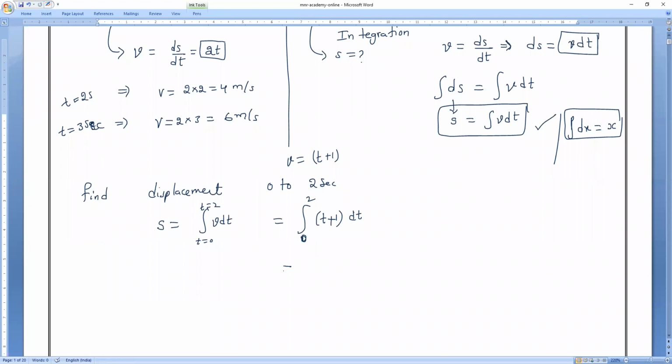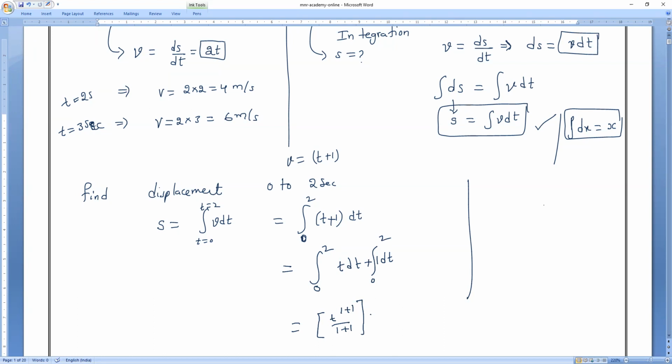Let me write this one. Observe very carefully. So this one, I can write as integration from 0 to 2 of t dt plus 1 into dt. Is it right or wrong? All of you, can I write it? So can you tell me now what will happen here? Integration of t dt is t power 1 plus 1 divided by 1 plus 1. Remember. Next, integration of 1 dt.